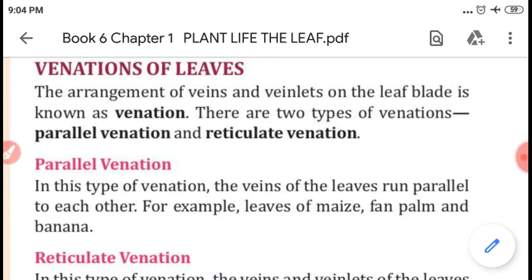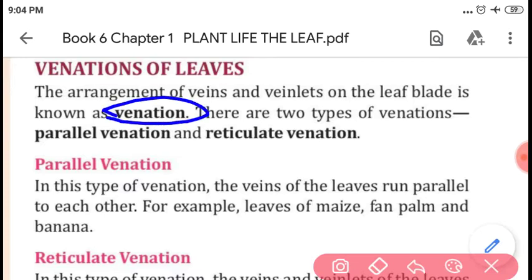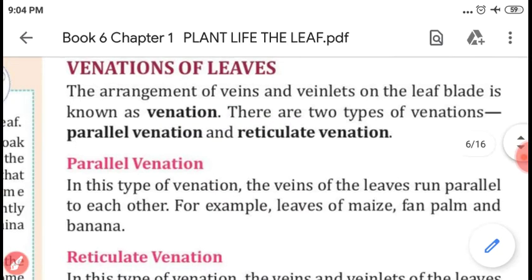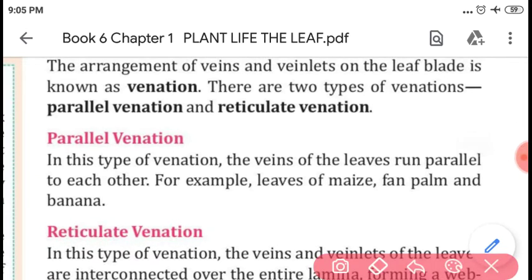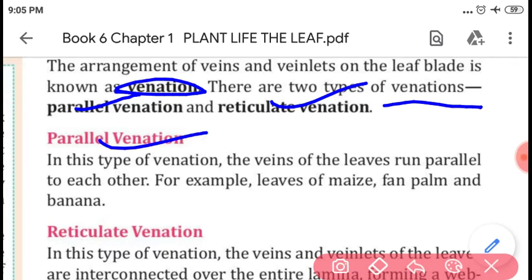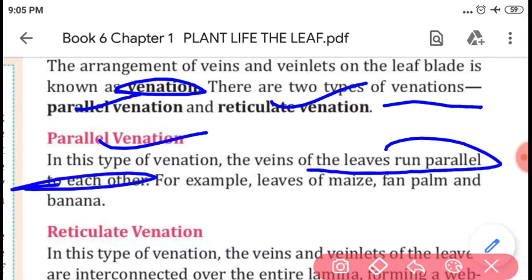Now we will continue our chapter number 1 with the topic Venation of Leaves. So, students, first of all, we will see what venation is. Students, the arrangement of veins and veinlets on the leaf blade is known as venation. There are two types of venation, parallel and reticulate venation. What is parallel venation? In this type of venation, the veins run parallel to each other. Example, leaves of maize, fan palm, banana, etc.